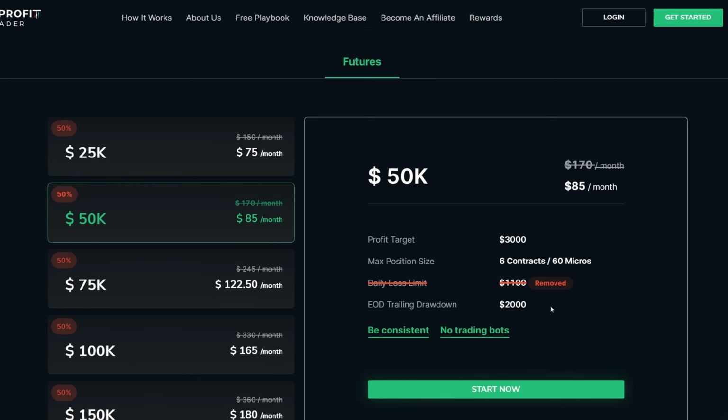And with Take Profit Trader, if we would like, you can request a payout every single day that you're above the buffer zone.